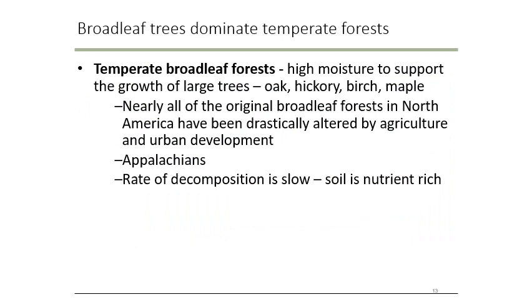Broadleaf forest. So here, these areas have large trees, such as oak and maple trees. And here's another one. Agriculture and urban developments have led to the loss of these trees and the ecosystem. An example of this is the Appalachians, big beautiful trees in the Appalachians. And in this region, the soil has a lot of nutrients.